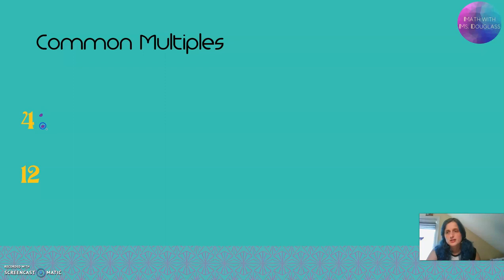Start with your colon to show you're starting a list. Now, when I'm trying to find common multiples, I do want to do the times 1, times 2, times 3, times 4, because that's probably going to be the easiest way for me to find them. 4 times 1 is 4. 4 times 2 is 8. 4 times 3 is 12. Notice I'm still separating these numbers with a comma to show a list because I don't want to accidentally think that number is 4,812.